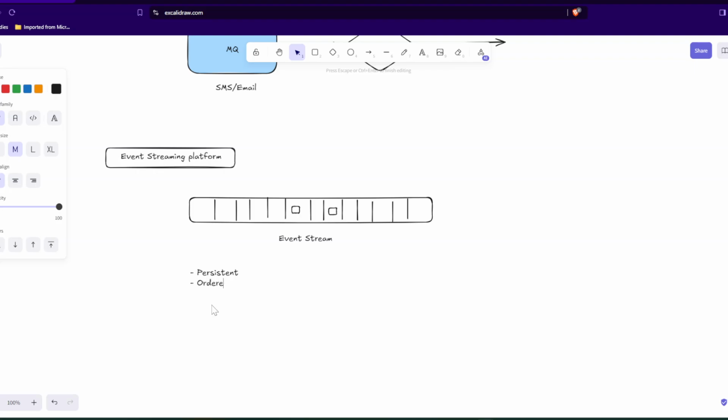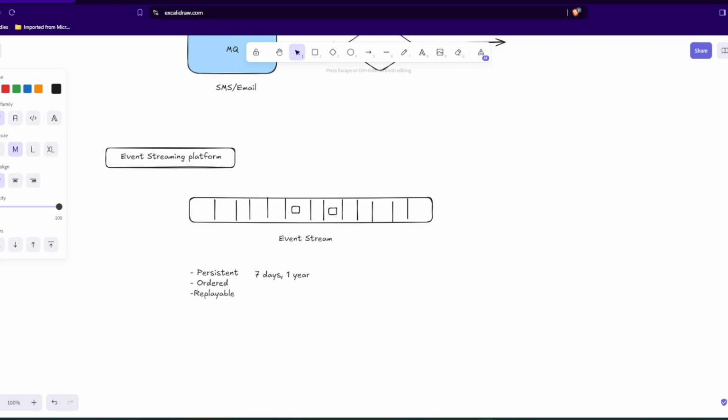ordered, and replayable. Now let's understand each point one by one. So when I say persistent, that means the event stream can persist data for maybe 7 days and even 1 year. There are industry use cases where the data in that particular stream or queue is sustained for maybe 6 months, 1 year, for multiple cases.